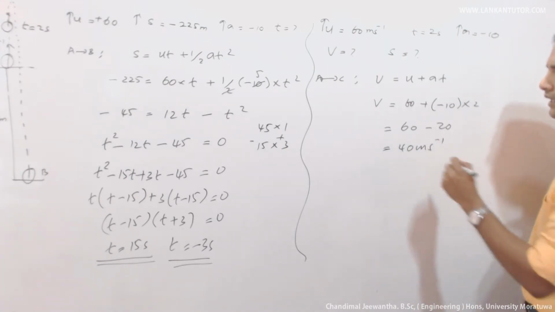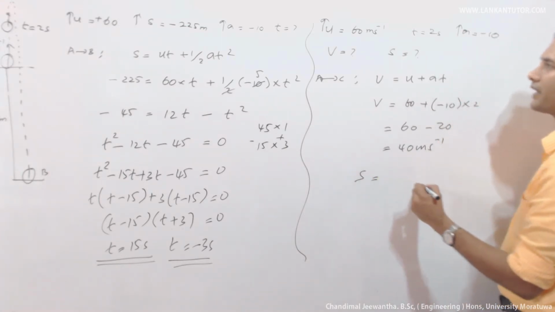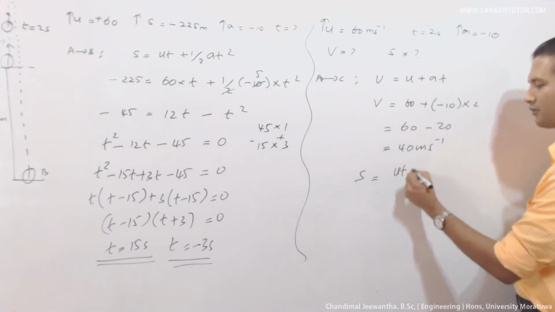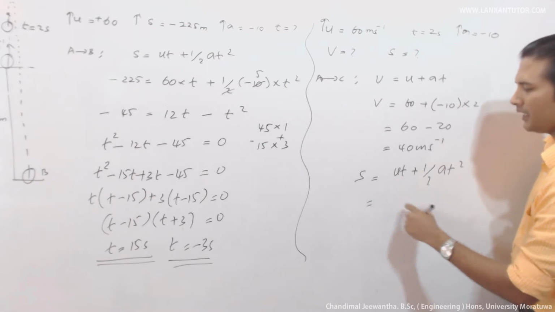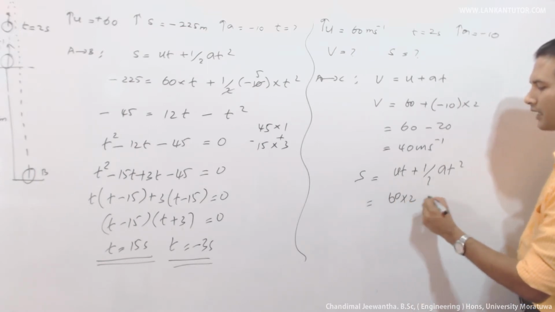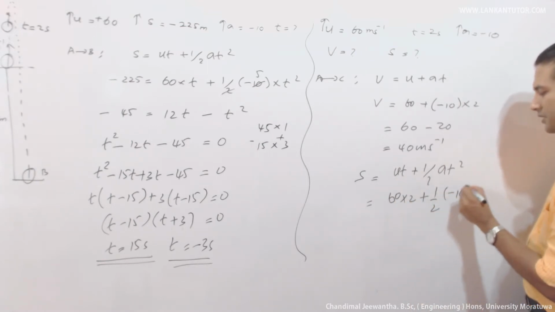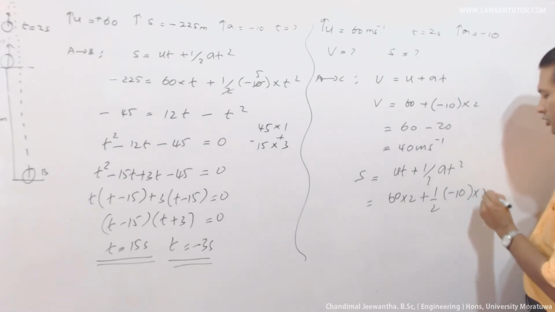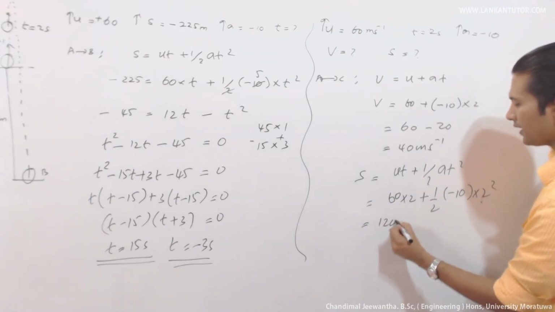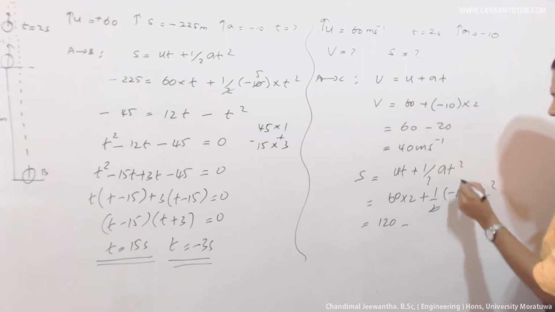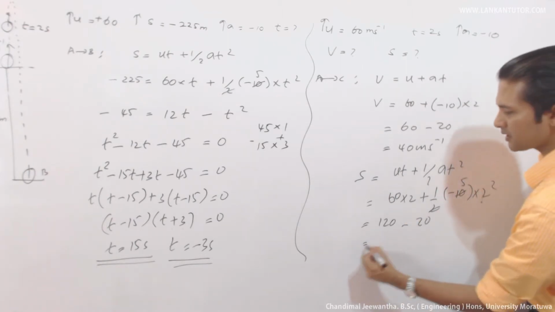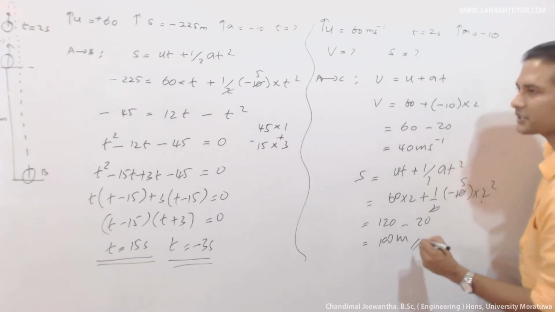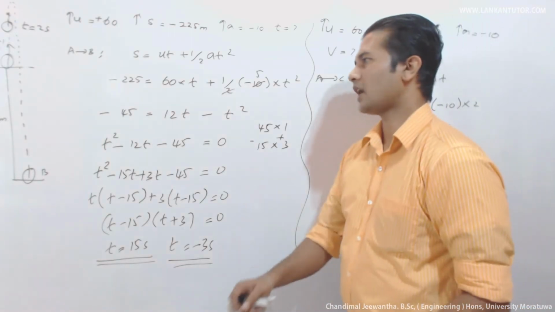Then you can find the displacement as well using the equation S equals ut plus half at square. The initial velocity is 60, the time taken is 2, half into minus 10 into 2 square. This is 120 minus 20. Then the answer becomes 100 meters.